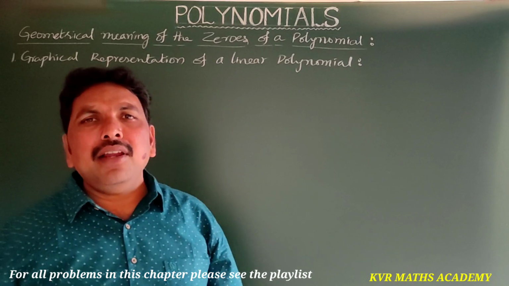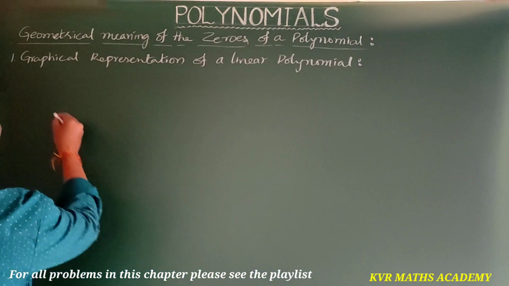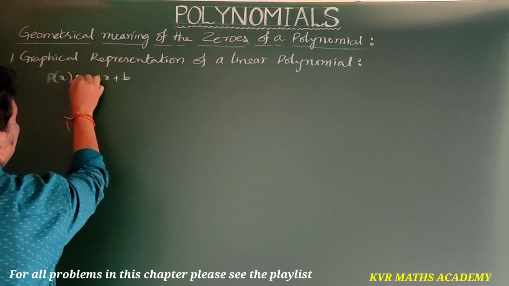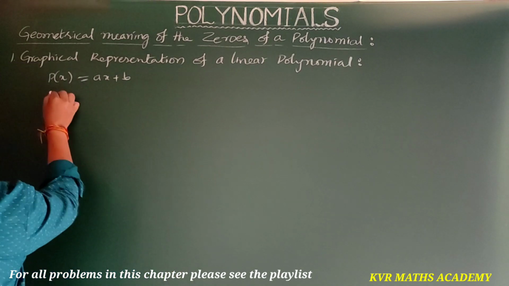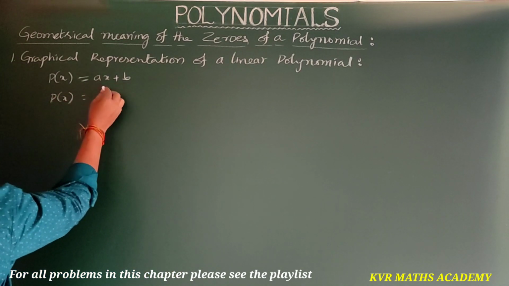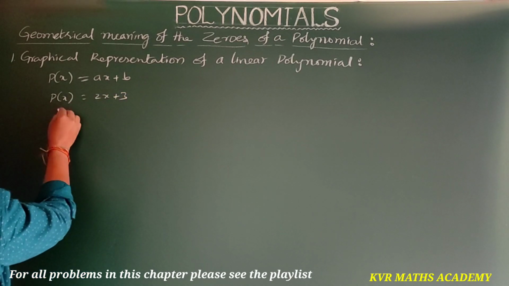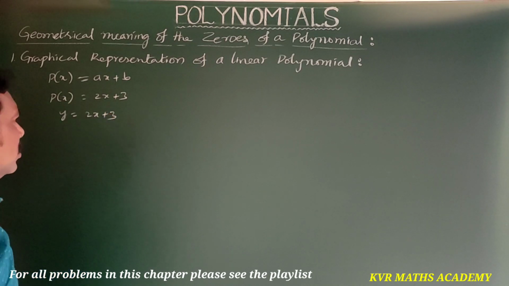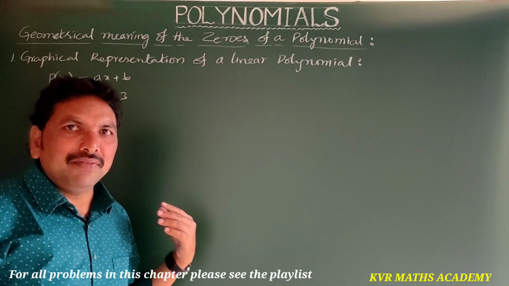What is the general form of the linear polynomial? P of x is equal to ax plus b, right? According to the textbook, take one example: P of x is equal to 2x plus 3. Here P of x means take y is equal to 2x plus 3. This one we have to show in the graphical representation.